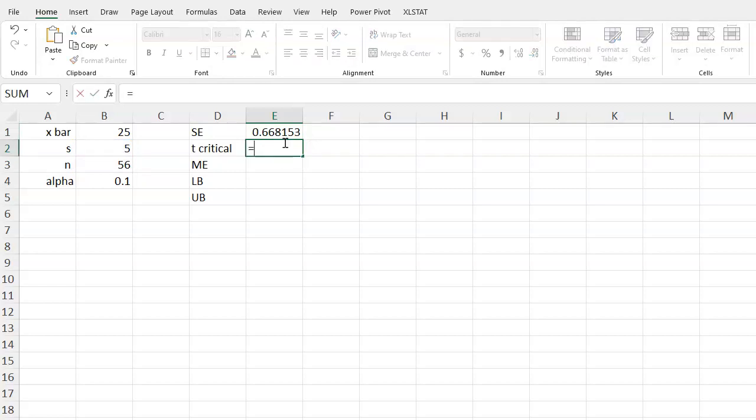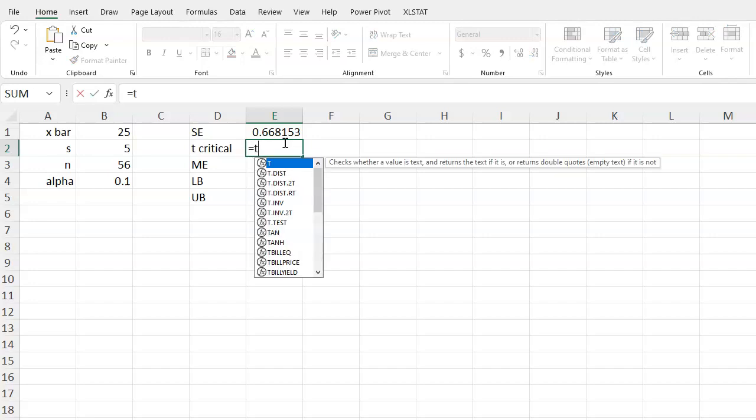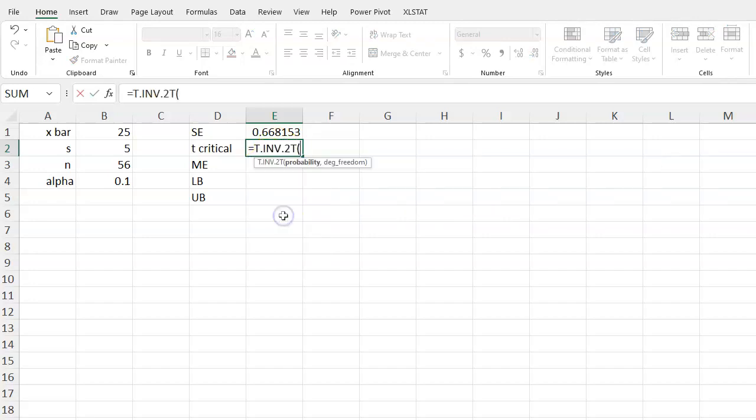Now to get the t critical value, I need to use a t function. So I start to write in t, and I'll notice this T.INV.2T. This is the one I want to use. It's the easiest one, and I need to put in my probability. Good news is I can just put in my alpha level that I've already put in here.